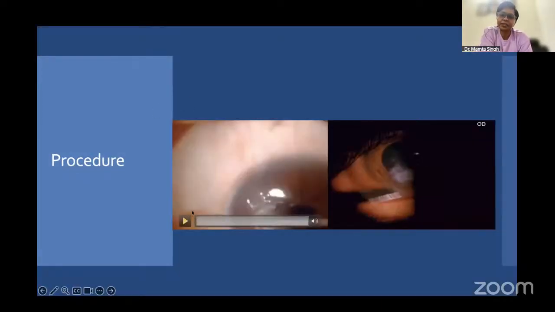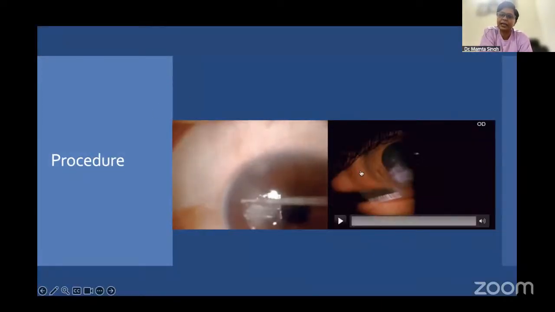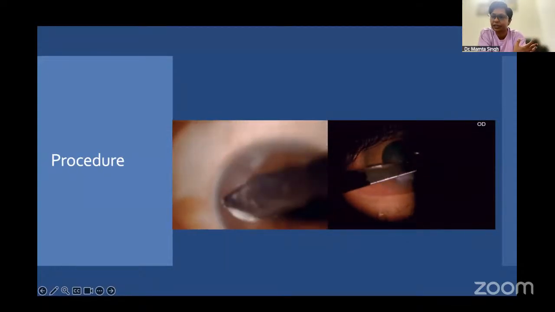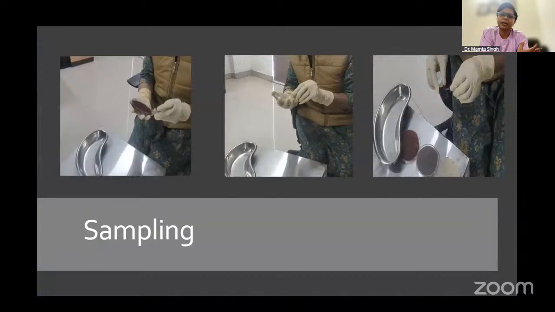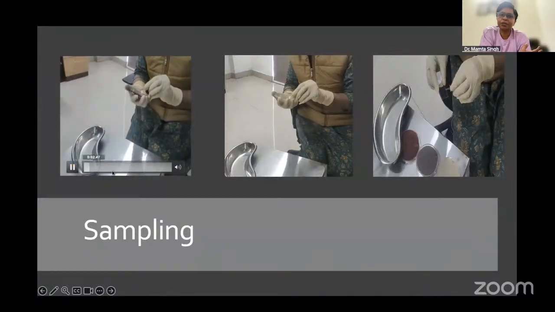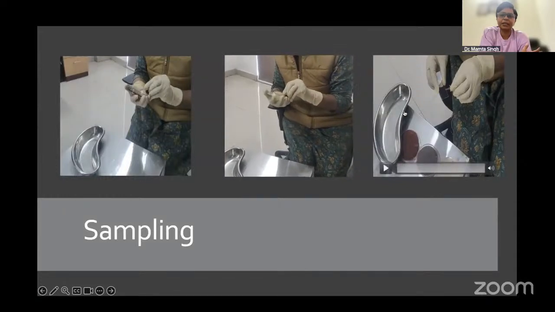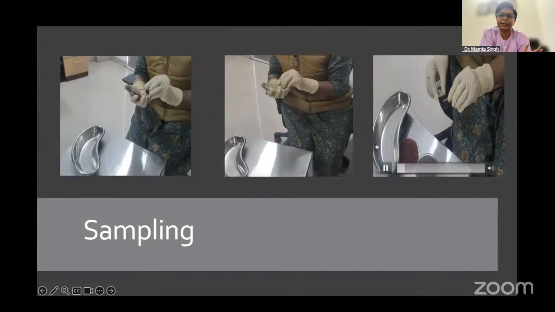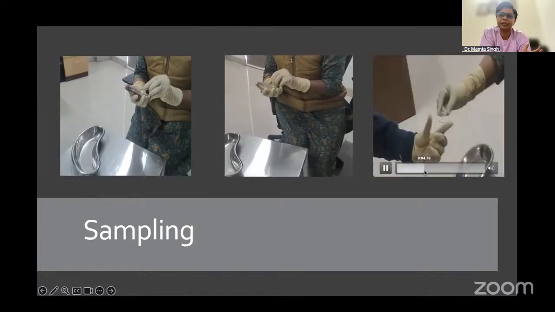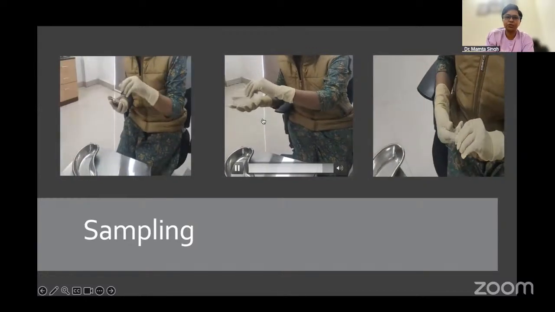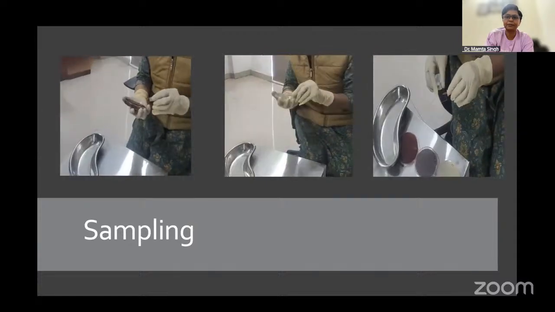The idea is to scrape both the base and the edge of the ulcer, and it should be unidirectional. It cannot be like to and fro in both directions. That is how it is done. And if I'm doing it for the diagnostic purpose, then I prefer to put it directly over the culture plate. And for gram staining also, I directly put it over the slide, and I try to make a thin layer of it, as thin as possible. So that is how we do it for the diagnostic purpose.